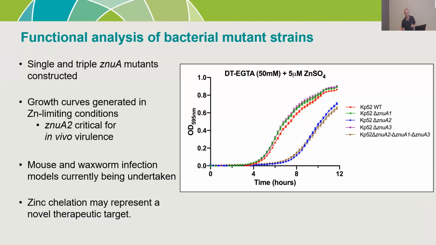And as you can see here, when we take out the second ZNU operon, the capacity of the organism to grow is massively reduced. It turns out that this particular gene actually sits on a pathogenicity island right next to the most important siderophore. We're currently putting these strains back into the initial mouse model that we worked on, in addition to some waxworm infection models. It certainly demonstrates that zinc chelation, or even zinc siderophore type antibiotics, not dissimilar to cefiderocol, might be therapeutic targets that we could look at for this particular organism.